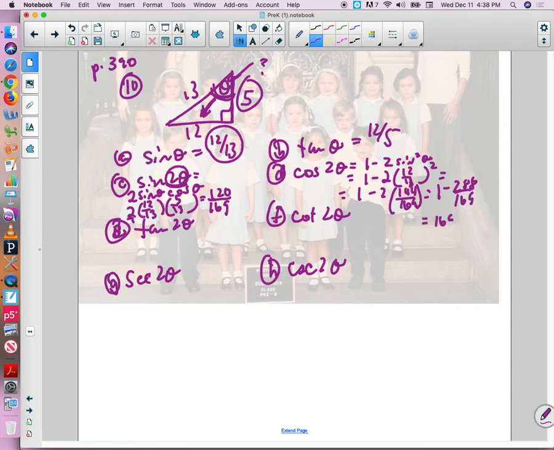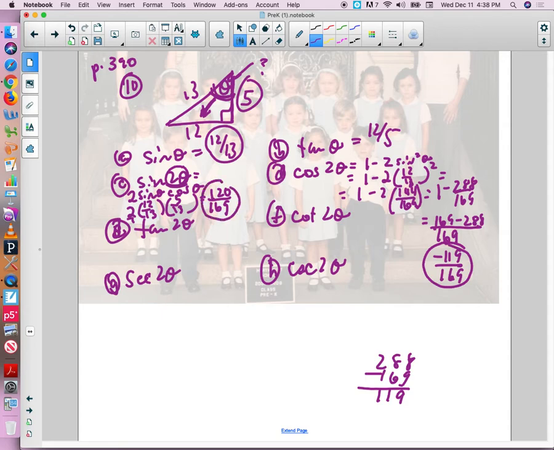Which is 169 over 169 minus 288 over 169, which gives you negative 119 over 169, if you did your subtraction. All right, so this is cosine 2 theta. This is sine 2 theta.